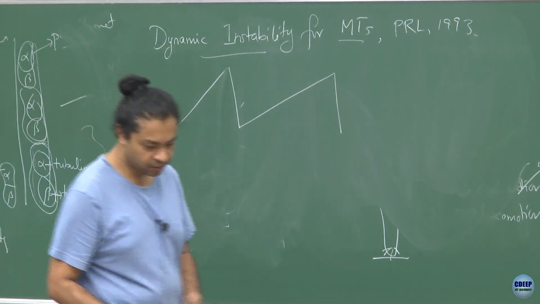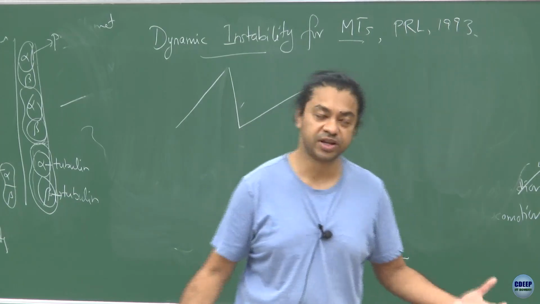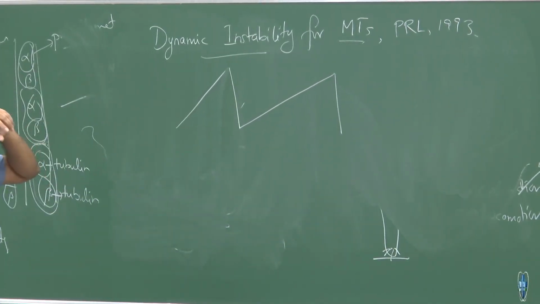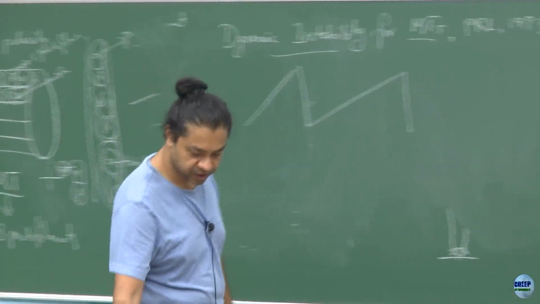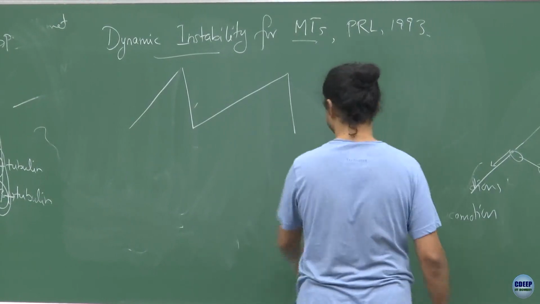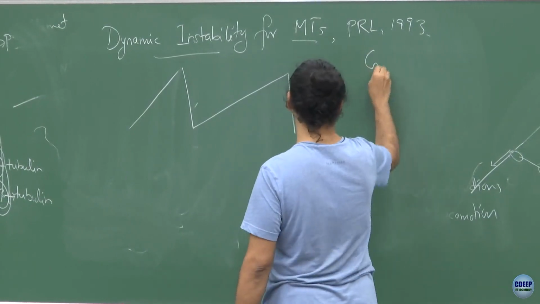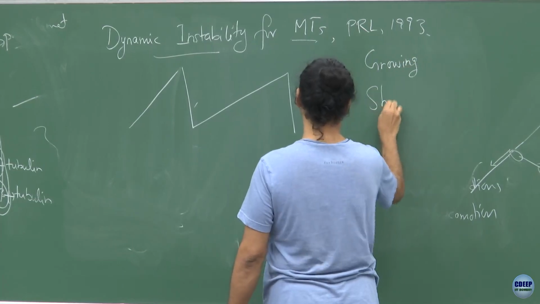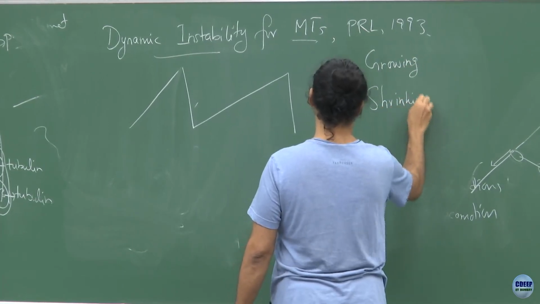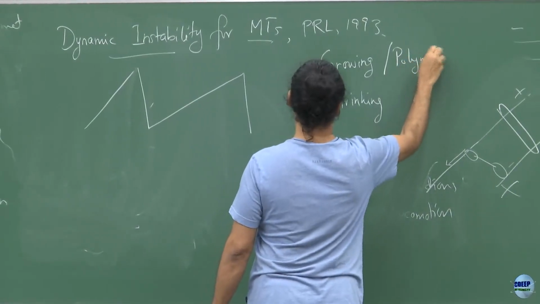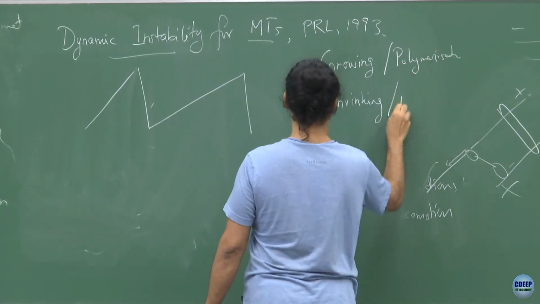And basically what this paper tried to ask, and again, there are much more complex models out there, but what this very first and very simple model tried to ask is: if I have these microtubules, which can be in a growing or polymerizing phase, or in a shrinking or depolymerizing phase. So this is polymerization, and this is depolymerization.